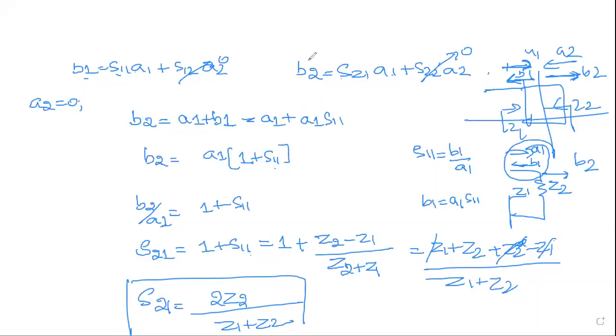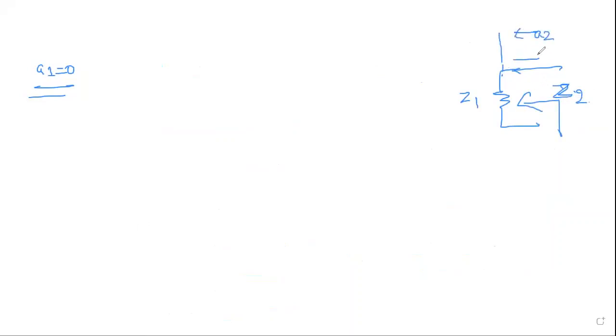Now, similarly, you need to find out for the next case, considering just the opposite condition. You have to consider A1 as 0, matched output. So you will have here Z1, characteristic impedance, you know it is Z2. So you will have input A2, and output coming out as B1. So I can write this equation, that is B1 as A2 plus B2.